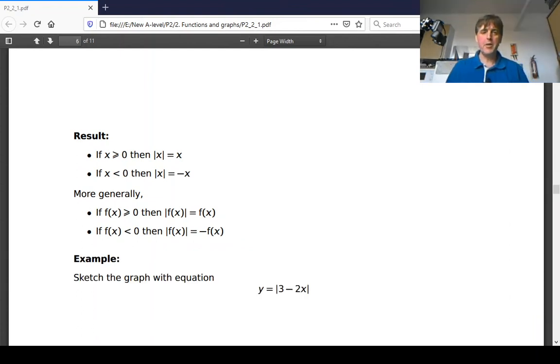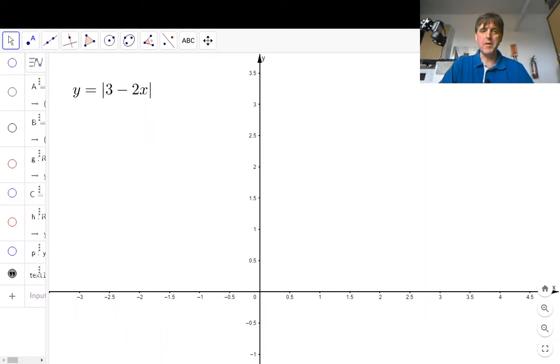So let's see if we can sketch a graph here which involves a modulus function. So I'd like us to see if we can sketch the graph with the equation y equals the modulus of 3 minus 2x. I'm actually going to get the graph plotter here to help me out with this. So the modulus of 3 minus 2x here, what's that graph going to look like? Well, what we could do is start off by looking at what the graph of 3 minus 2x without the modulus looks like here. I've drawn it there as a little dotted line. So that's the graph of 3 minus 2x.